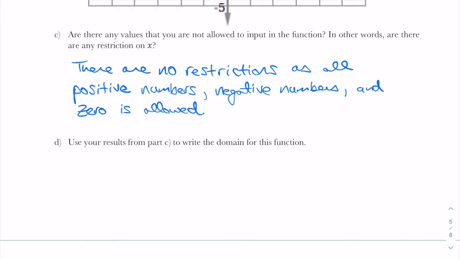And you know what that means? If there are no restrictions, then your domain is the set of all real numbers.